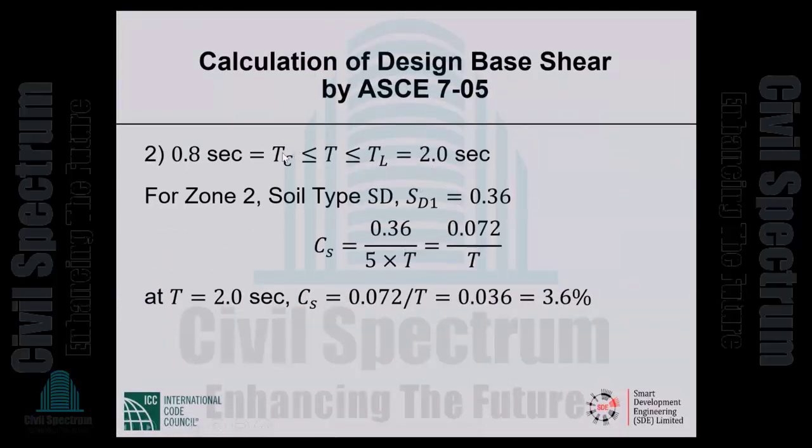The descending branch, which goes from T sub S to T sub L, or T sub D, T sub D is 2 seconds. The equation of the descending branch is S sub D1 divided by R and T. S sub D1, if you go to Appendix C, is 0.36 divided by 5 and T. So at 2 second period, it is 0.72 divided by T, or 3.6%, which is identical to what we got by BNBC.